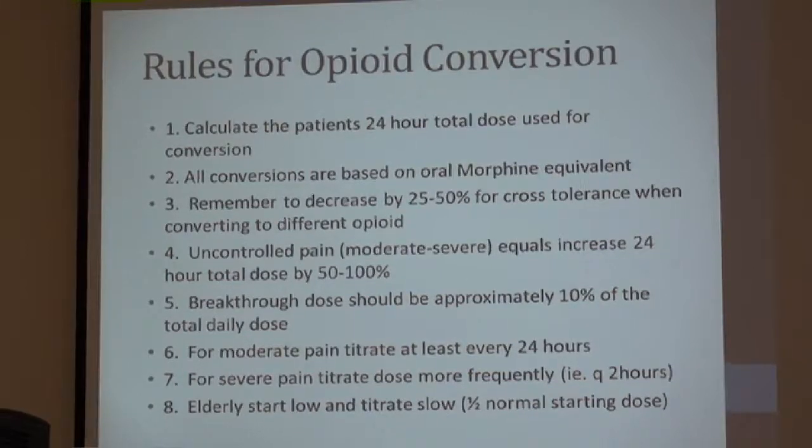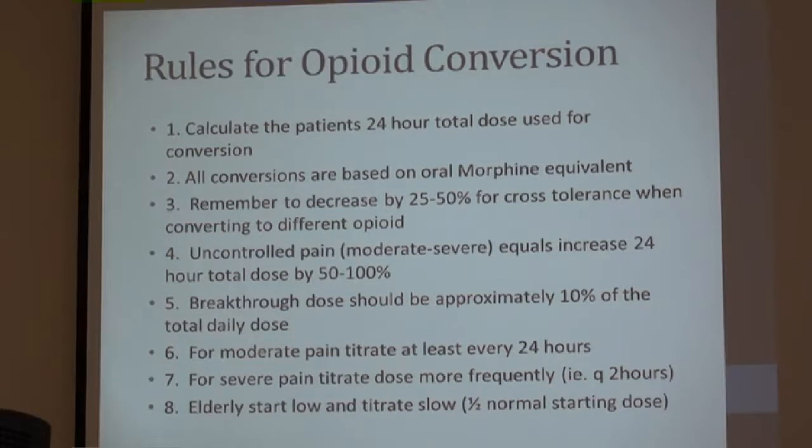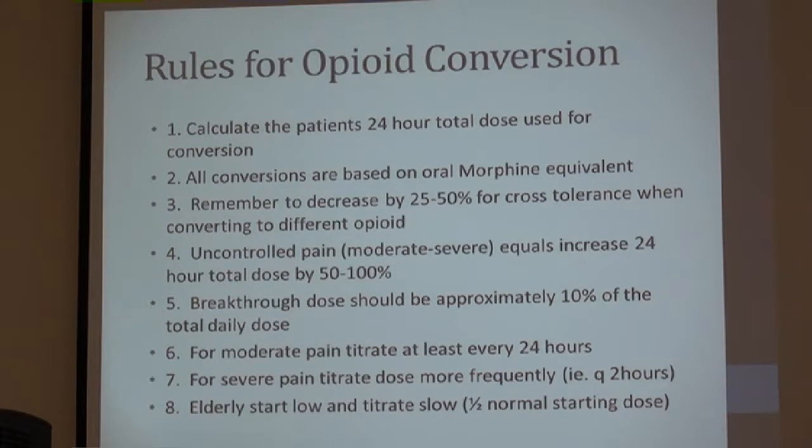For moderate pain, titrate at least every 24 hours. For severe pain, you want to titrate more frequently, like every 2 hours. Sometimes if you're there at the bedside, you can titrate per dose, because you're there reevaluating and making the clinical decisions to do that. And with elderly, start low, titrate slow, and use half the normal starting dose.